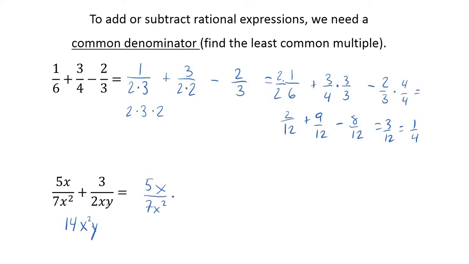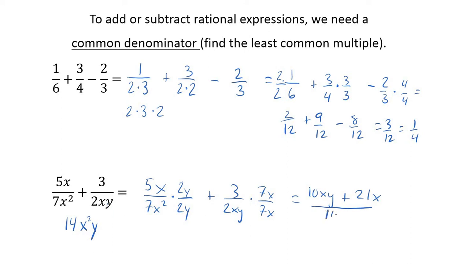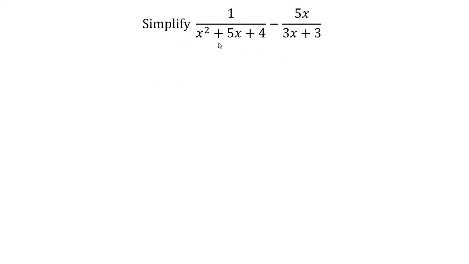We need the 2 and the y, right? So 2y over 2y. And for our 3, what are we missing? Well, 7x. So 7x over 7x, that gives me my 14. And so what do we got? 10xy plus 21x all over 14x squared y. And there's really nothing that's going to simplify out of that, so I would just leave my answer like that. Okay? How about one like this, a little bigger, where we want to subtract them?